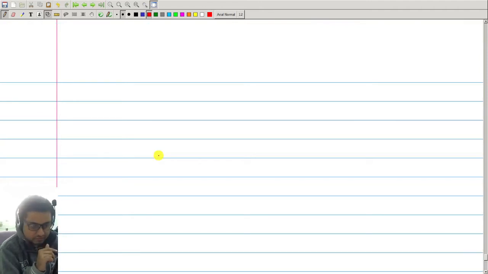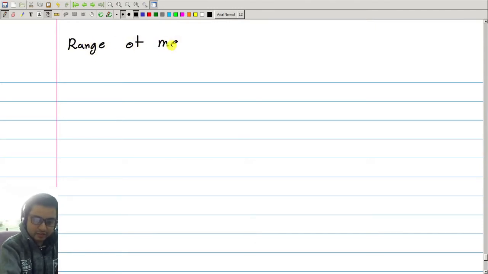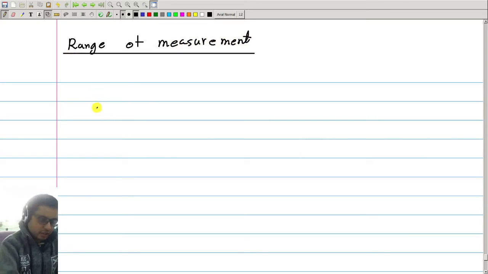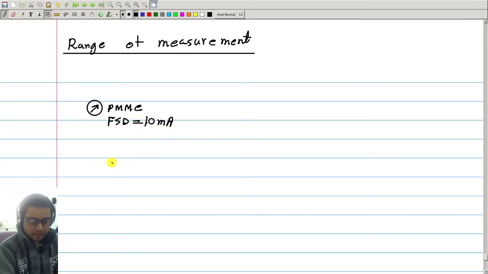Next, we will talk about the voltmeter range of measurement, and range changing, multi-range voltmeters, etc. Range of measurement. Suppose I take a PMMC meter, for example, with the specification that full scale deflection current equal to say 10 milliampere, and meter resistance Rm is say maybe 200 ohm.